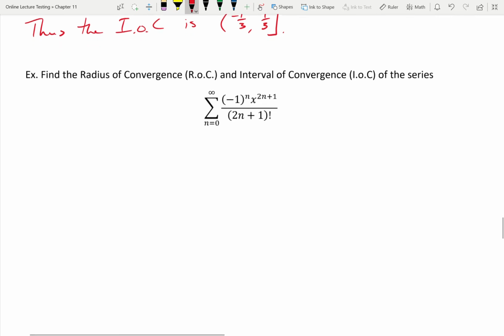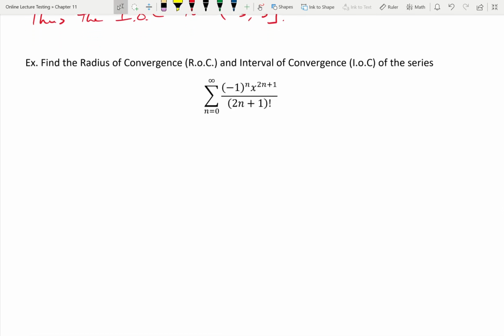So find the radius of convergence and interval of convergence for the following series. Again, take a second, pause the video, and try this guy out. All right, I'm going to take the limit as n approaches infinity of the absolute value of -1 to the n plus 1, x to the 2n plus 3. All right, so think about that for a second. I'm plugging in n plus 1, so I have 2n plus 1 plus 1. Well, this is going to give us 2n plus 2 plus 1. So this is where this guy's coming from.